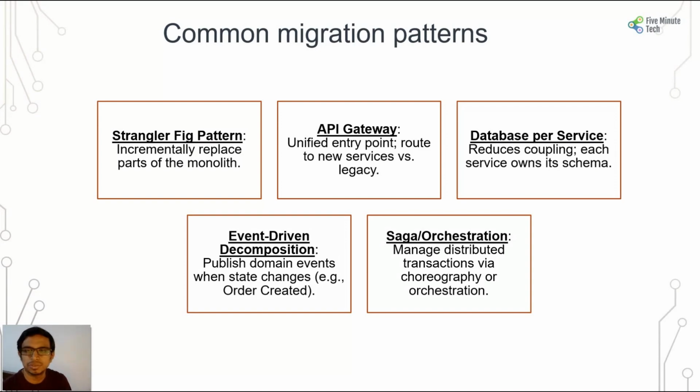Each service owns its own schema and database so that it can manage its independent deployment. And then we have the event-driven decomposition, where we publish domain events when state changes. For example, an order created is an event. And then we have the saga, where we manage distributed transactions by choreography or orchestration, where there are different steps that follow each other, and then it completes the saga.